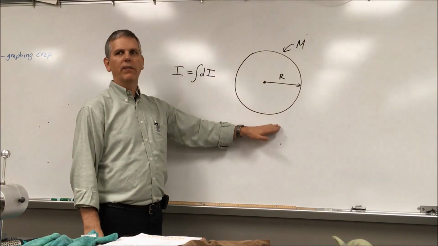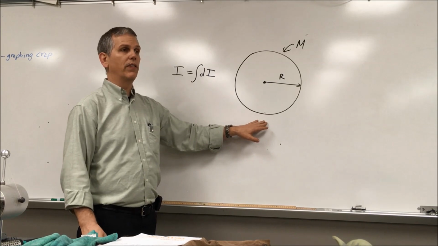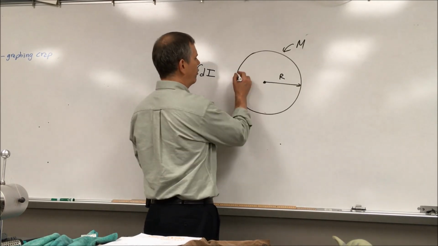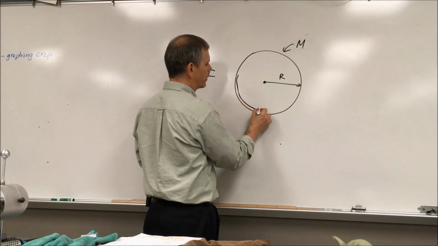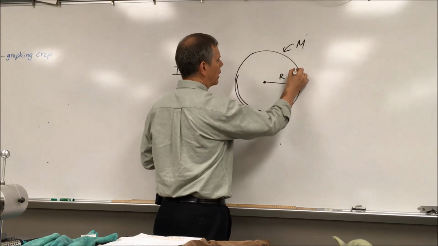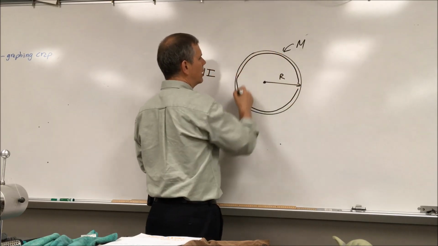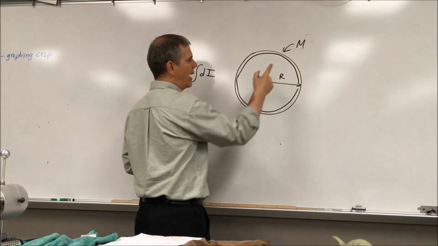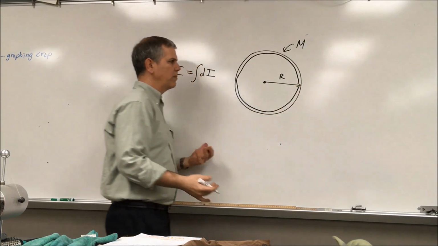We're looking at the moment of inertia of a ring. This is not a disc. This is a little thin ring like this. Okay. So if we have this ring of mass m and a radius r, what's its moment of inertia in the center?